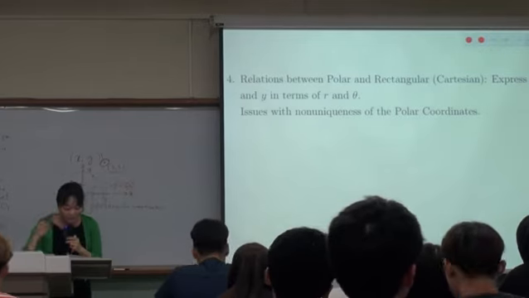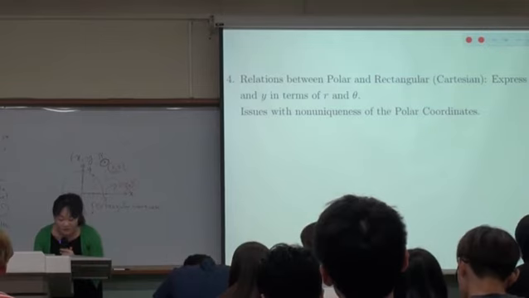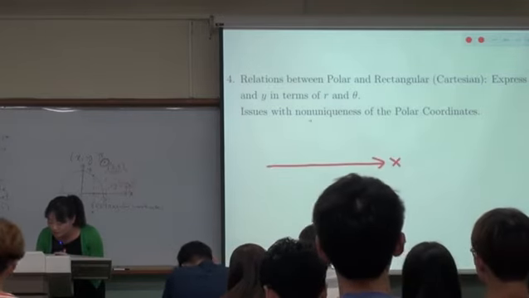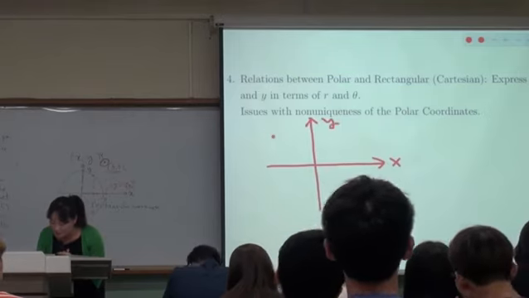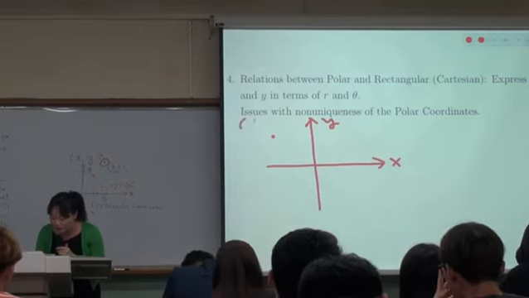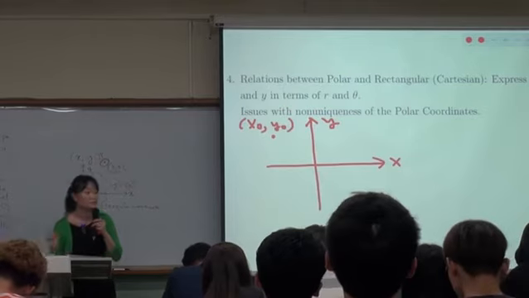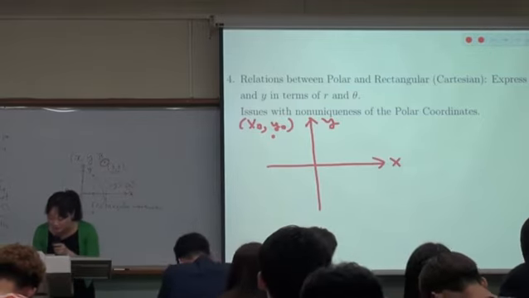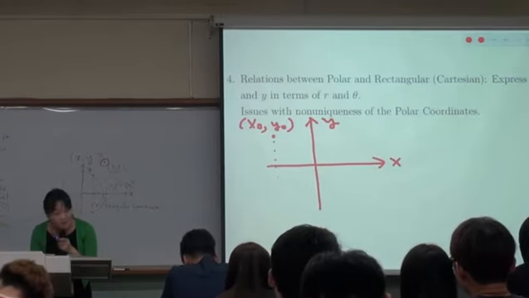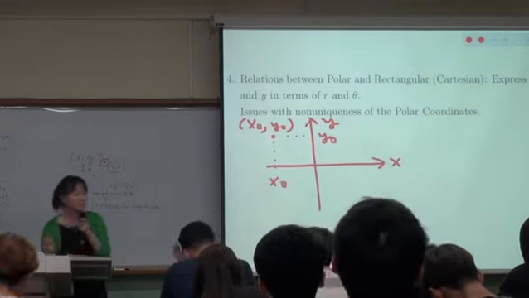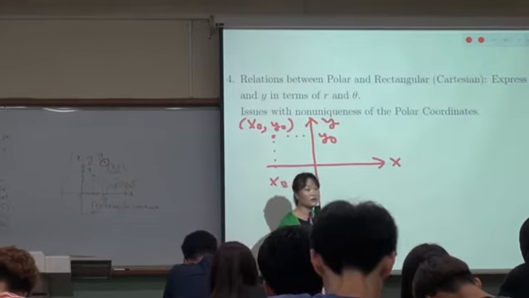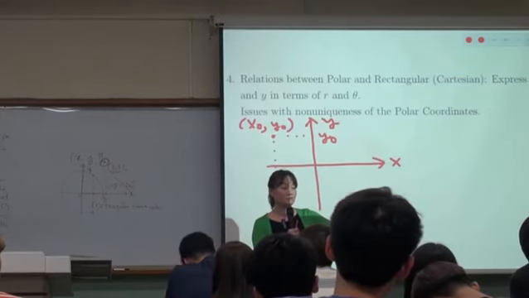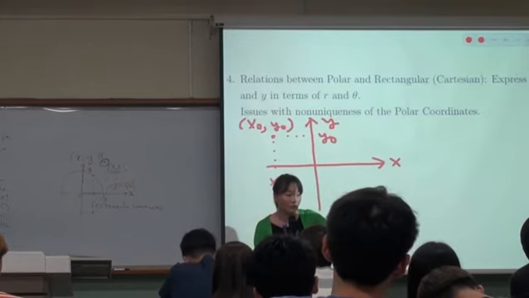Okay, so express x and y in terms of r and theta. We are given x and y in the rectangular coordinate system. Let's say the point is right there. In the rectangular coordinate system, we can write this as (x0, y0). What does that mean? This is x0. This is y0. That's what it means, right? So given x0 and y0, we have to represent that in terms of r and theta. R and theta have what and what? Polar axis and pole.